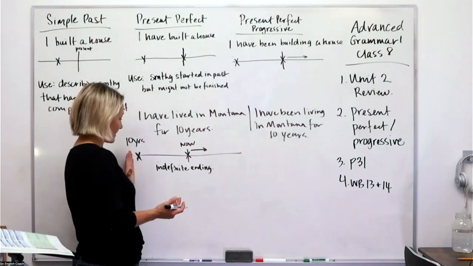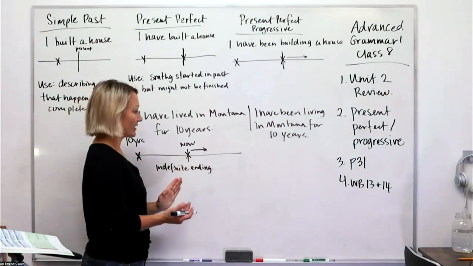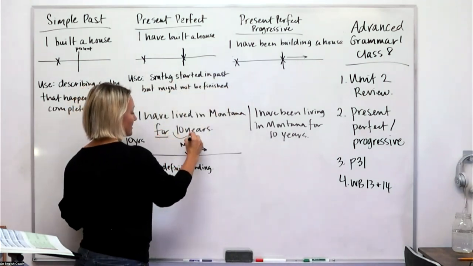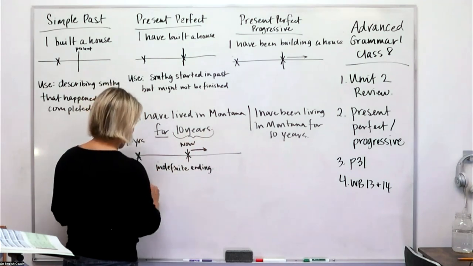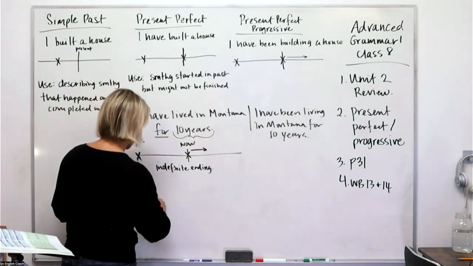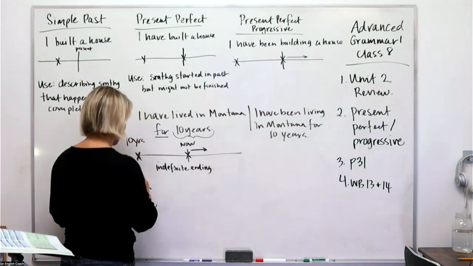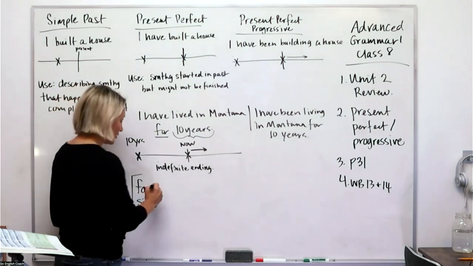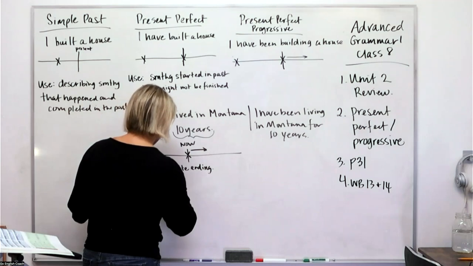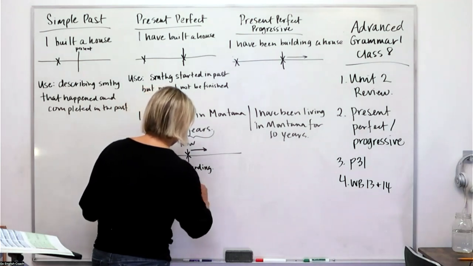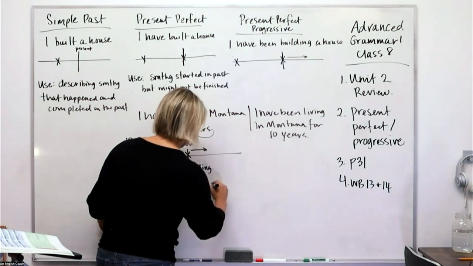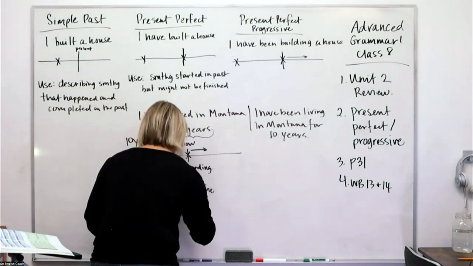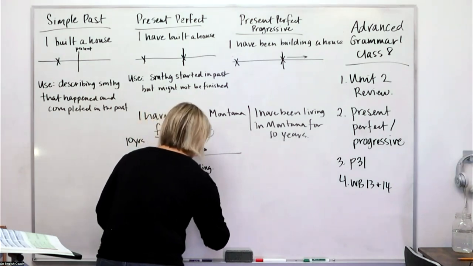So it started in the past and continues to today, okay? And notice how I used this. If I say for, I can use a period of time. So we're going to use for and since. These are your two main, when we start giving a timestamp to it, we're going to use for. We're going to use for to talk about a period of time, okay? And we're going to use since when we have a point in time. What does that mean? A point in time.